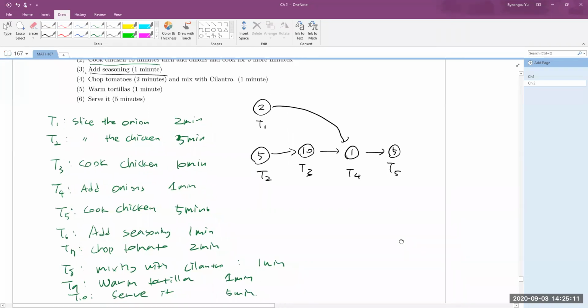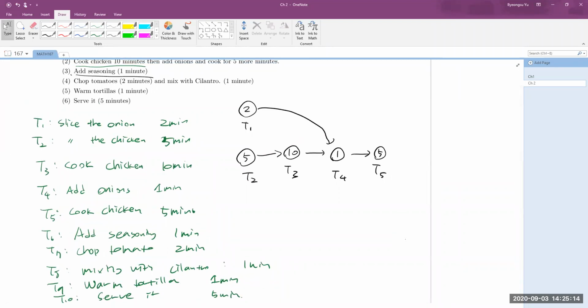So in that case, first of all, you can add seasoning after you cook the chicken. So seasoning T6 depends on T5, which is cooking the chicken. And chopped tomato can be made independently of the chicken, right? So you can make T7 as 2 minutes in here. And mixing with cilantro only depends on chopping tomato, right? So T8 is dependent on T7 only, and it takes only 1 minute.